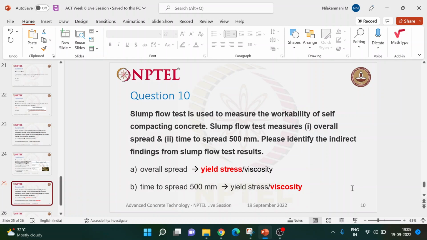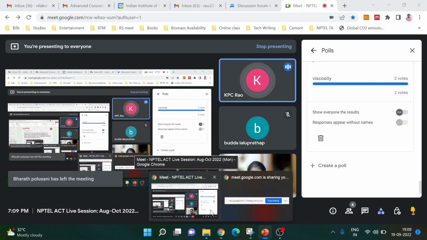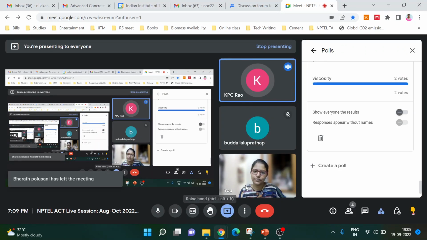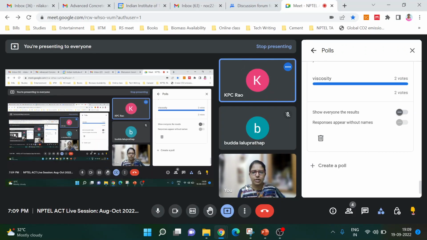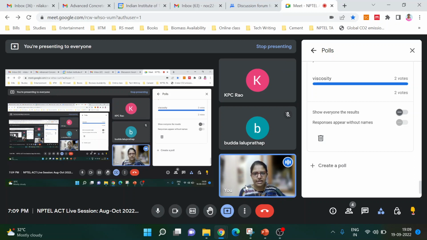Ma'am, one small doubt. Does the paste increase the viscosity of the concrete, or decrease the viscosity? Sir, the paste content, whatever we have, is going to be a very fine material, right? Yes, ma'am. Obviously, it will increase the viscosity. Coming to paste content alone, if you increase the paste content, it will increase the viscosity. Okay, ma'am.